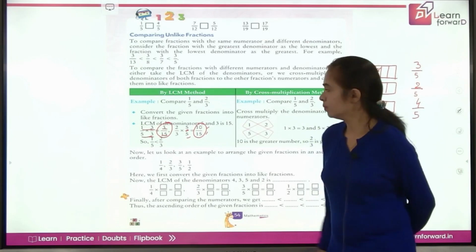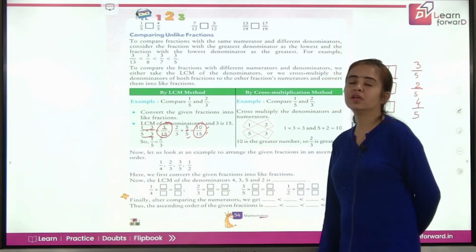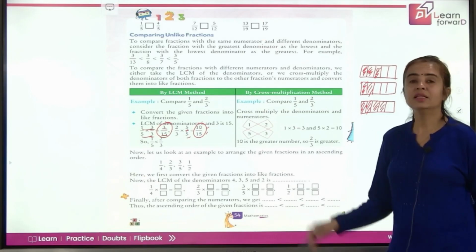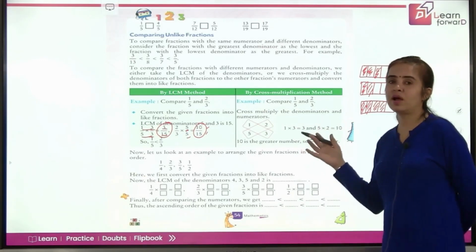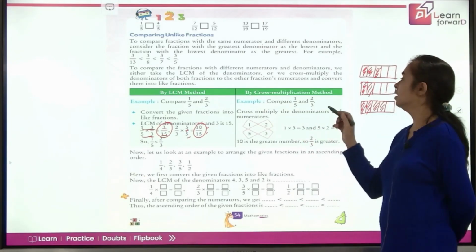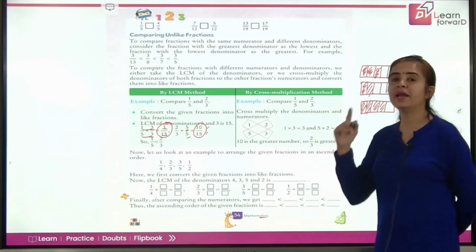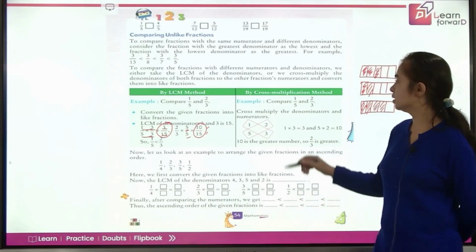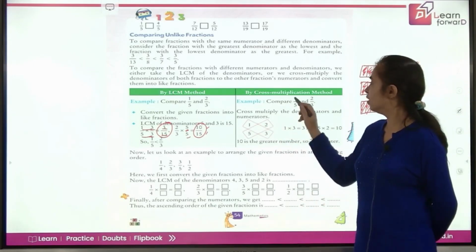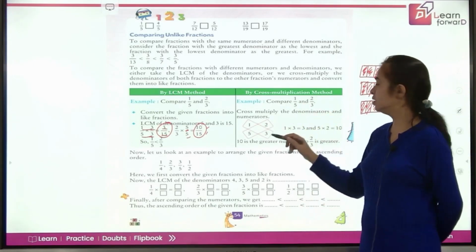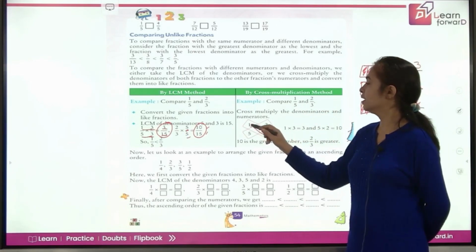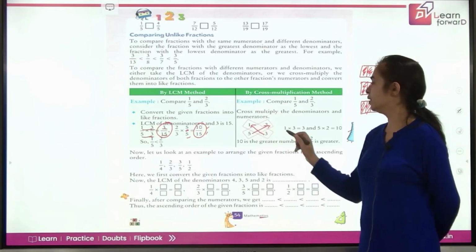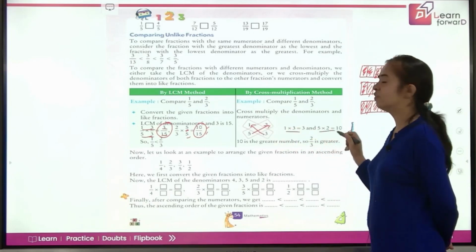Okay. So this is how we can compare unlike fractions using the LCM method. The other method of comparing two unlike fractions is rather simpler. We just cross multiply, and remember, always the denominator will go up to the numerator. So when you have to compare the fractions 1 by 5 and 2 by 3, take 3 up and take 5 up. So here you get 3 ones are 3 and here you get 5 twos are 10.